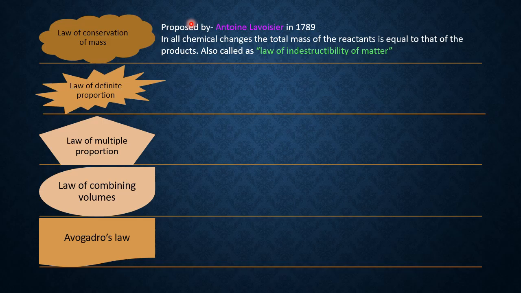So the total mass before the reaction and the total mass after the reaction must be the same. Why? Because matter is neither created nor destroyed during the reaction. That's why this is called the law of conservation of mass, and for this reason we have to balance the chemical equation. Now we'll go to the second law, the law of definite proportion.